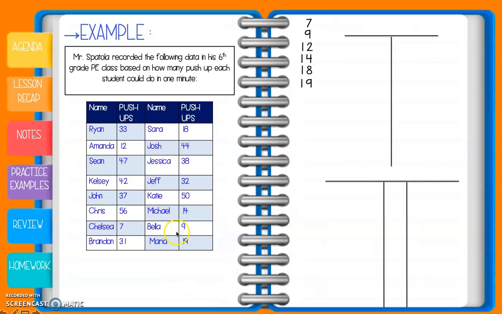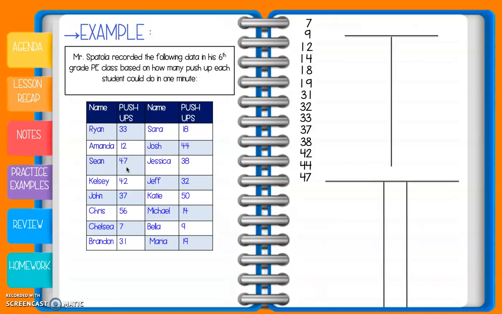So we were at 19. Next, it doesn't look like we have any 20s, but we have a 31 for Brandon. We have a 32 for Jeff, a 33 for Ryan, a 37 for John, 38 for Jessica. Then we're going to move into our 40s. We have a 42 for Kelsey, a 44 for Josh, and a 47 for Sean.